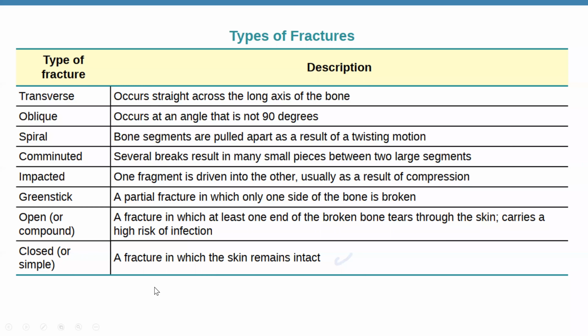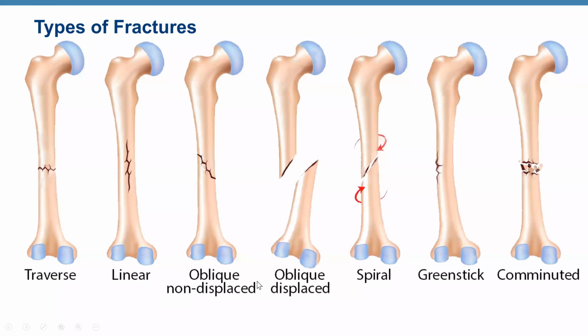And I have slides that show you examples of different bone fractures. So here's our transverse, here's the linear, here's oblique, here's oblique and displaced. And it can be open or closed. If it breaks through the skin, it's going to be open. If it does not break through the skin, it will be closed. Here's a spiral, greenstick, when the bone is not broken all the way through, and comminuted, when you have several pieces between two broken parts of the bone.